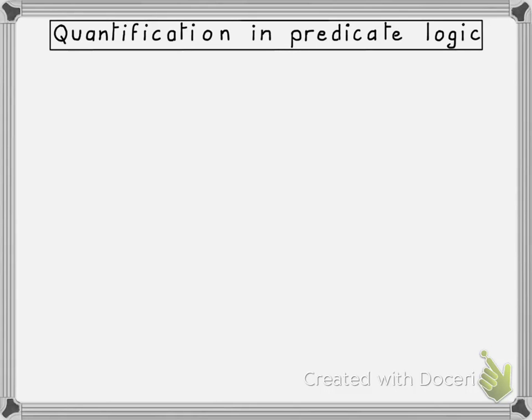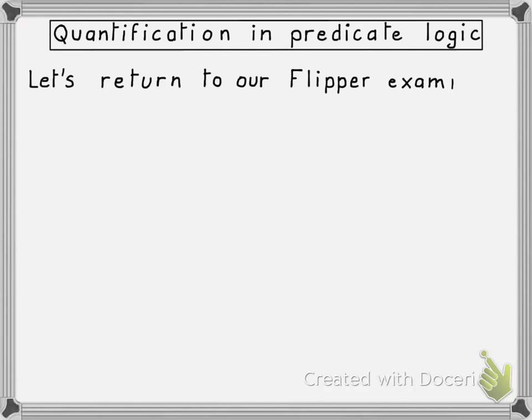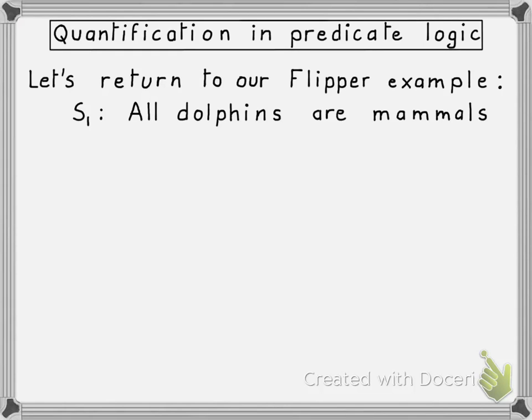Welcome to this lecture on predicate logic, in which we will focus on quantification. So first, let's return to our flipper and dolphin example, in particular to the sentence S1 that we were stuck on in the previous lecture. Remember how the sentence "all dolphins are mammals" ended up being translated in predicate logic as D of x implies M of x. In other words, if x is a dolphin, then x is a mammal.